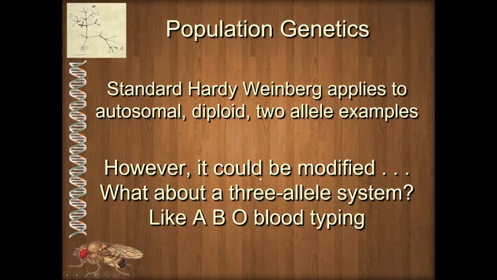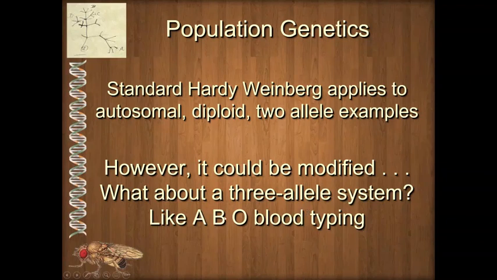So let's modify the system. Let's change it from a 2 allele example to a 3 allele example. Now, the organisms are still diploid, so any one organism can only carry 2 alleles, but there are 3 possible alleles out there in the population. And so if we want to look at the frequency, a nice convenient example of this is the ABO blood typing system.